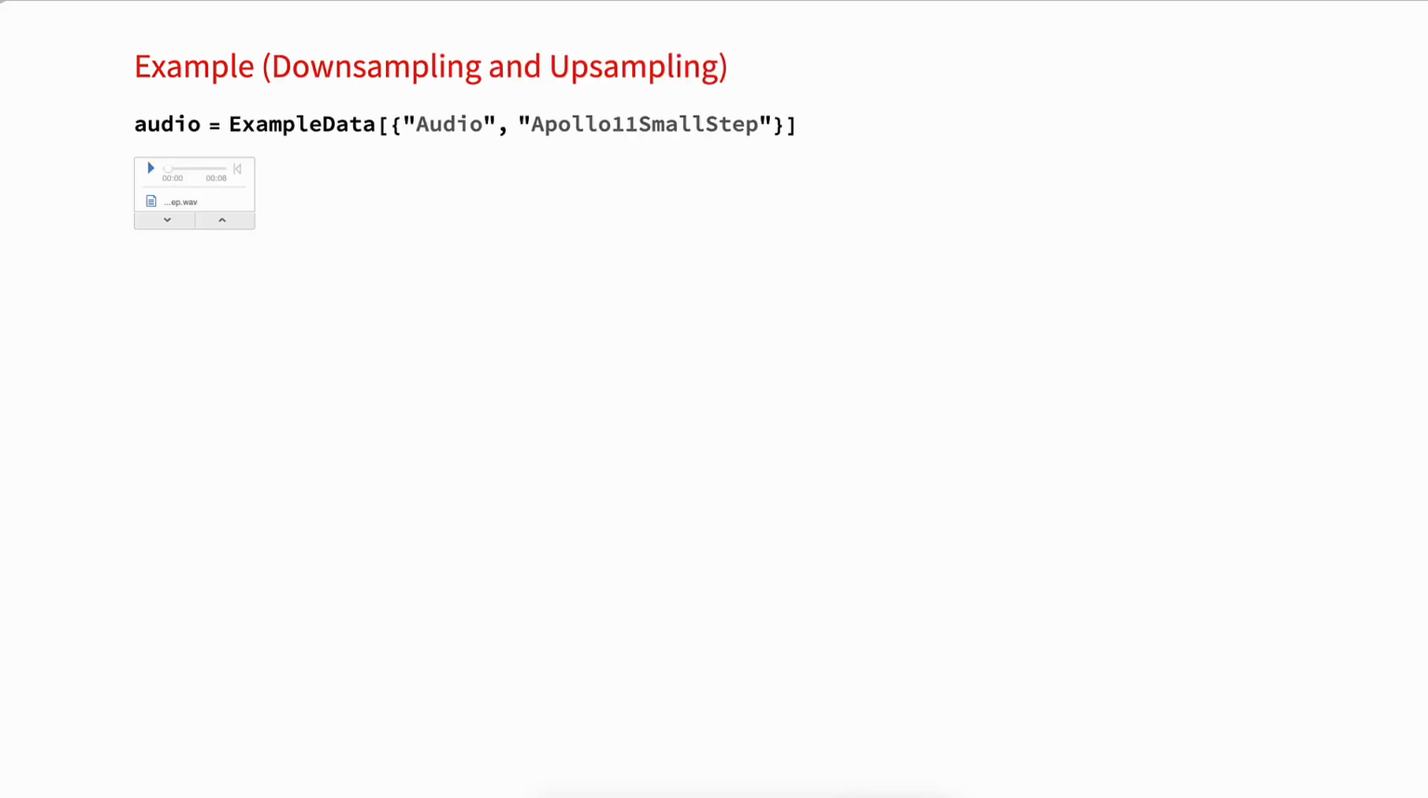Another good example of signals are audio signals. An audio recording gives the measurements of air pressure as a function of time. For example, here is the audio recording of Neil Armstrong on the Apollo 11 mission.